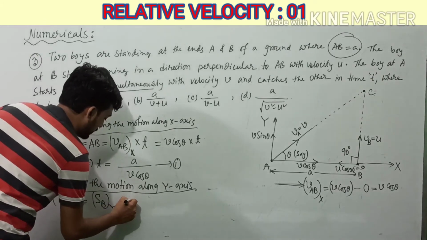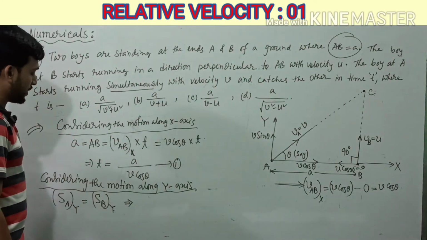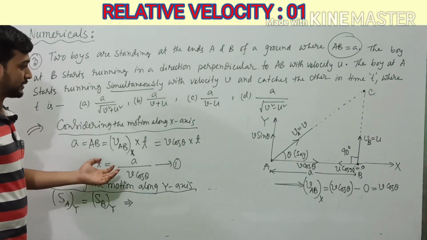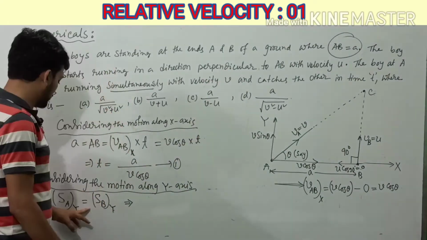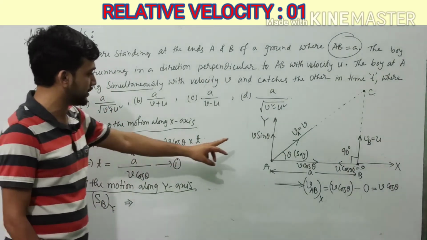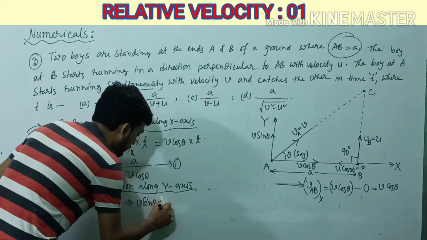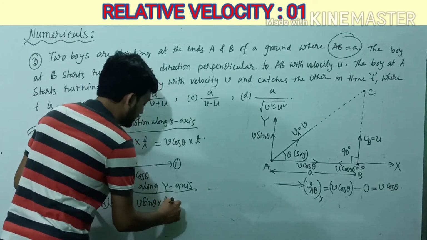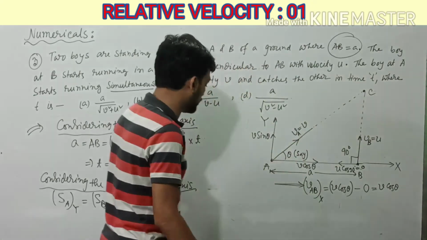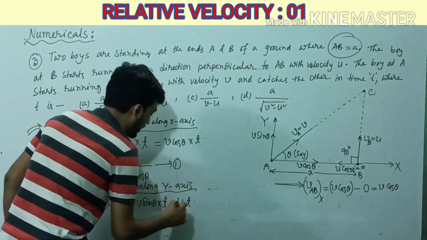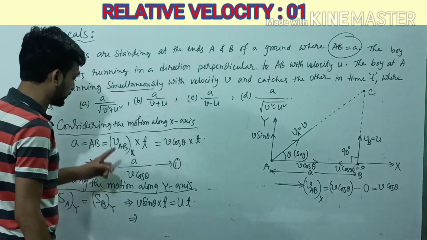From here, displacement is equal to ut plus half at square. Acceleration is not there, so you have to consider displacement equal to speed into time. What is the speed of boy A along the y-axis? This is v sin theta, so v sin theta into t. And what is the speed of boy B along the y-axis? This is u, so ut. Now you solve this expression and try to find the value of cos theta.